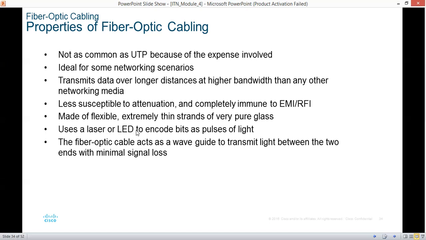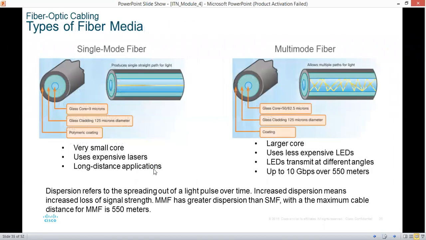Made of flexible, extremely thin strands of very pure glass. Uses a laser or LED to encode bits as pulses of light. So the fiber optic cable acts as a waveguide to transmit light between the two ends with minimal signal loss. It means, like we said, it uses the speed of light.